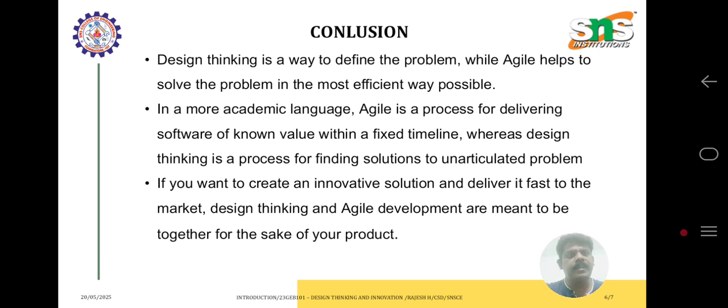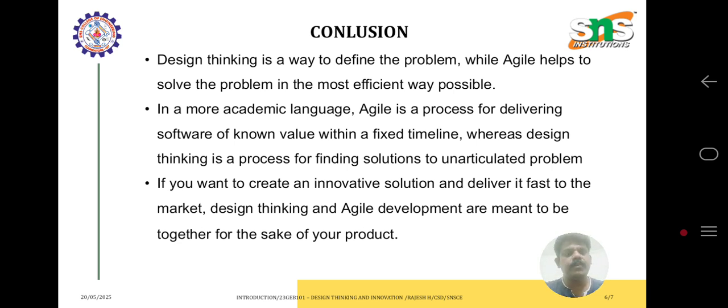In a more academic language, the agile approach is a process for delivering software with known values within a fixed timeline, maybe 3 months or 6 months or 1 year. Whereas the design thinking approach for finding solutions is unarticulated. It is without any time constraints, you can work on the problem. And if you want to create an innovative solution and deliver it fast to the market, design thinking and agile development are meant to be together for the sake of your product.